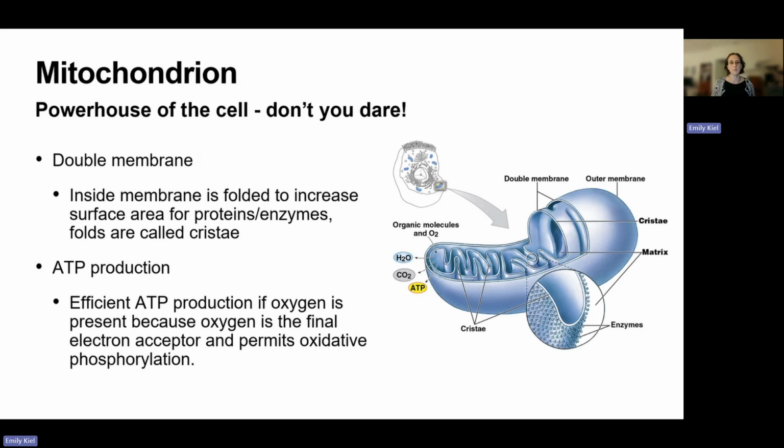The mitochondrion has a double membrane, and the inside membrane is folded to increase the surface area for proteins and enzymes. Here we have little folds called cristae, and this is where ATP production occurs. You get the most efficient ATP production if oxygen is present. Oxygen can be the final electron acceptor of the electron transport chain, and it permits oxidative phosphorylation. So we're going to get the most ATP out of each organic molecule that is possible.